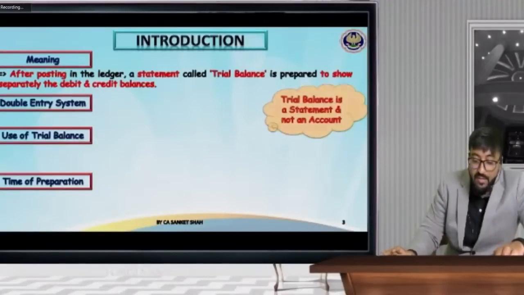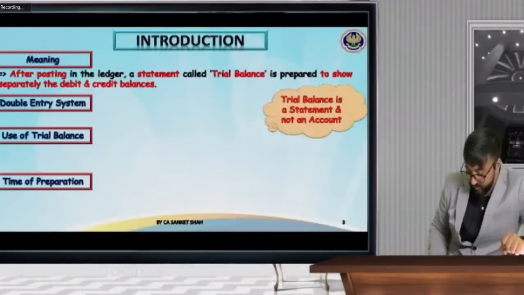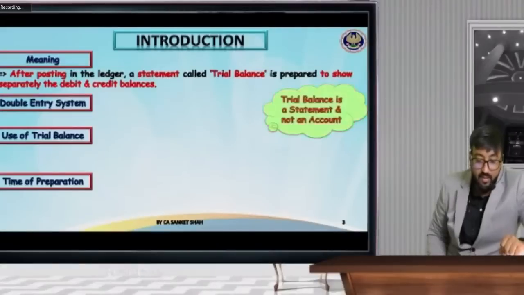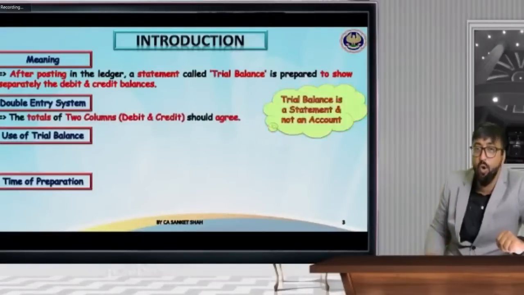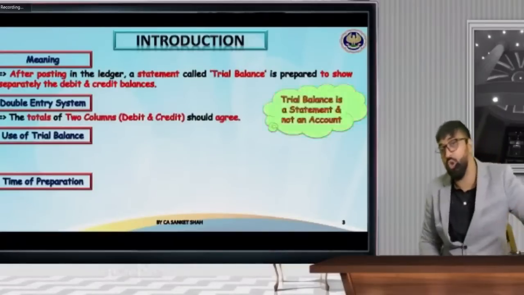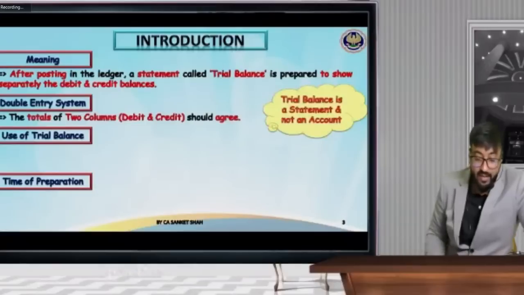Okay, so what does trial balance give you? What does trial balance teach you? After posting, a statement which is called the trial balance is prepared to show separately the debit and credit balances. Okay, sir, we got this. The total of the two columns, debit and credit, should agree. The totals of the two columns, debit and credit, should agree, sir.